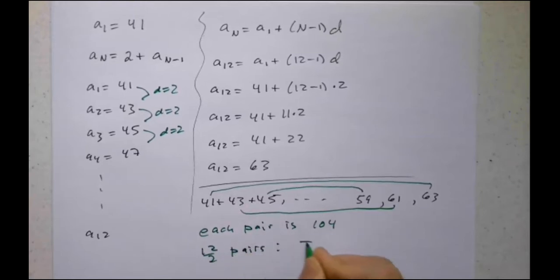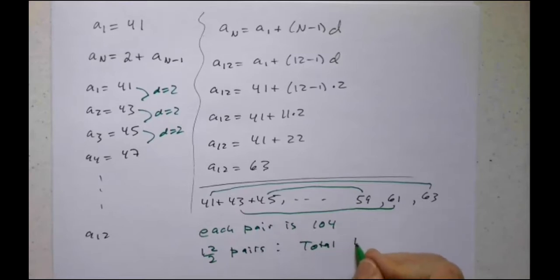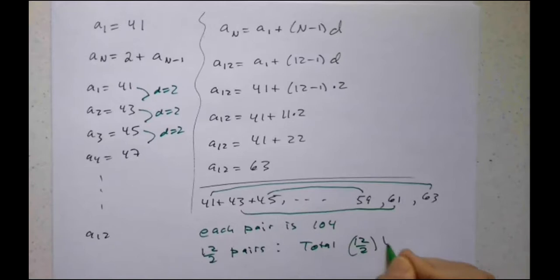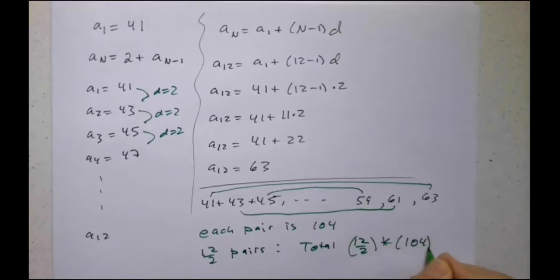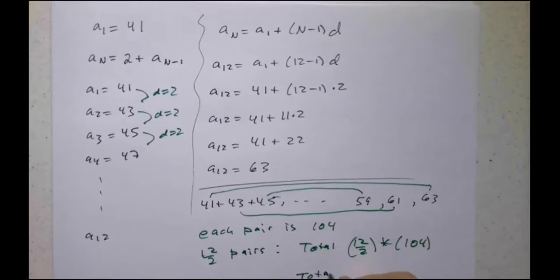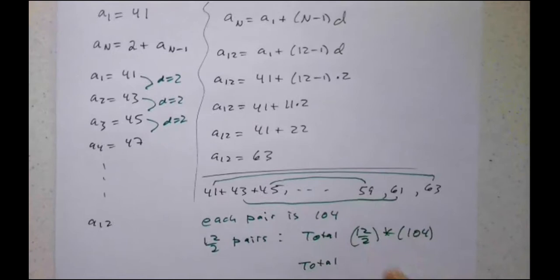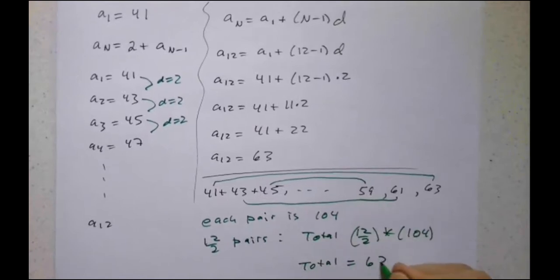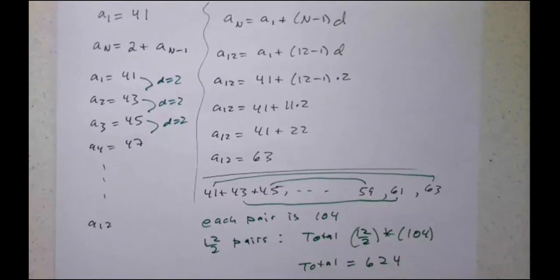So what's the total? The total would be 12 divided by 2 pairs, 6 times 104. What's that going to give me? We get 624. So the total number of seats in this theater is 624.